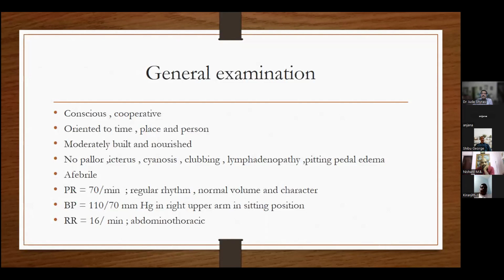Moving on to general examination. The patient was conscious and cooperative. He was oriented to time, place, and person. He was moderately built and nourished. There was no pallor, icterus, cyanosis, clubbing, lymphadenopathy, or pitting pedal edema. He was afebrile. Pulse rate was 70 per minute, regular rhythm, normal volume and character. Blood pressure was 110 by 70 millimeters of mercury in the right upper arm in sitting position. Respiratory rate was 16 per minute, abdominothoracic.